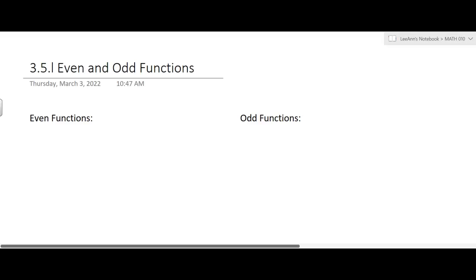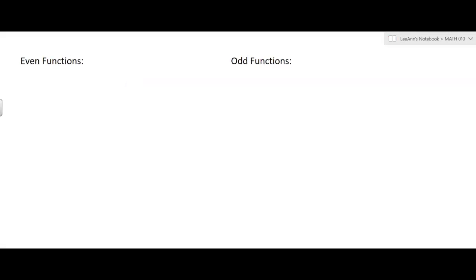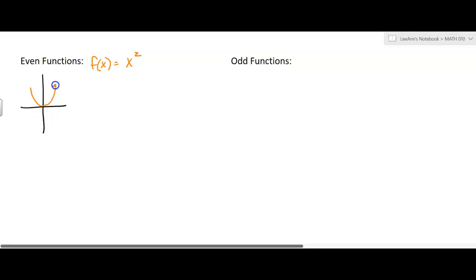Okay, so now we're going to talk about even and odd functions. An even function, I'll give you an example of one. So an even function is like our toolkit function f of x equals x squared. So the squaring function, or the quadratic function, that's what we call it. Okay, so that looks like this, kind of, right? Okay, it is symmetric.